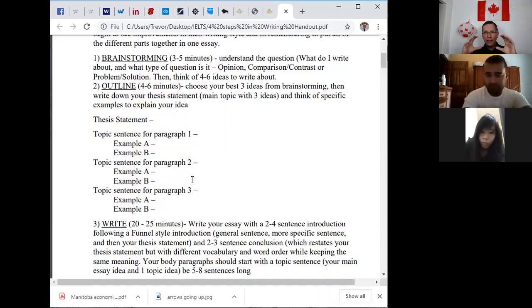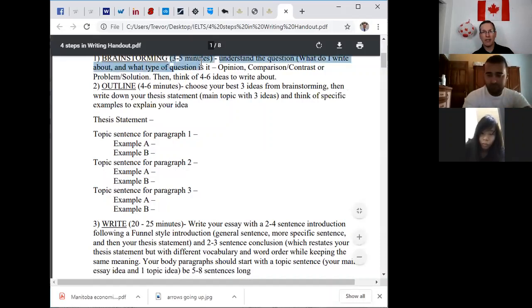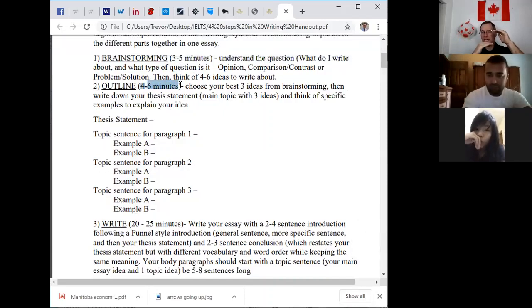So doing this at the start, you can see if you take 3 to 5 minutes for brainstorming and 4 to 6 minutes, out of your 45 minutes, you've already spent 8 or 10 minutes. So some students panic and say, Mr. Trevor, I can't write an essay if I take 10 minutes to think about it. Well, actually you can with a little bit of practice, because what we're doing here is getting your skeleton.